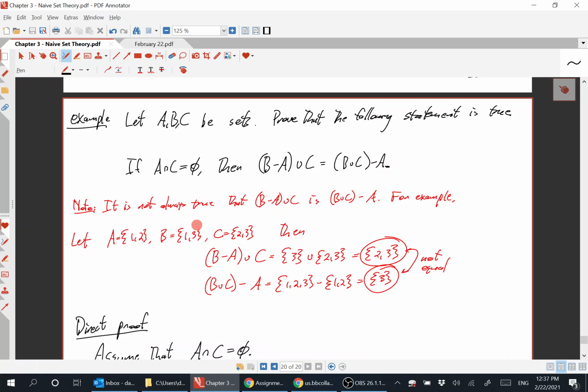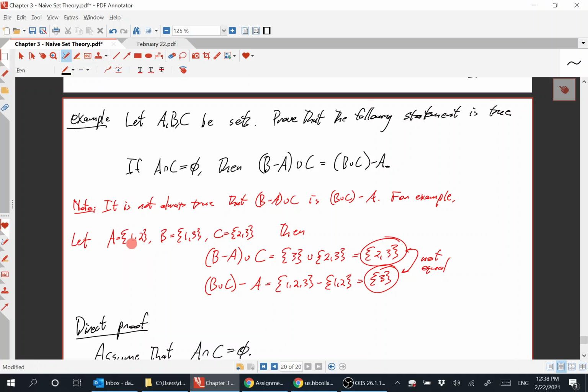Before we get into the proof, I want you to note the following. It isn't true that these are equal in general. I'm saying if A intersection C is the empty set, then this is true. When this is true, that's true. Okay? Not that this is true in general. It certainly isn't. It isn't the case that B minus A union C is B union C minus A.